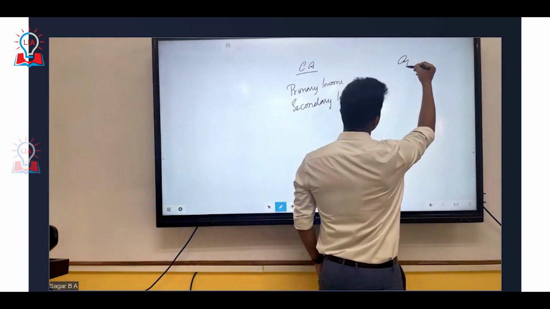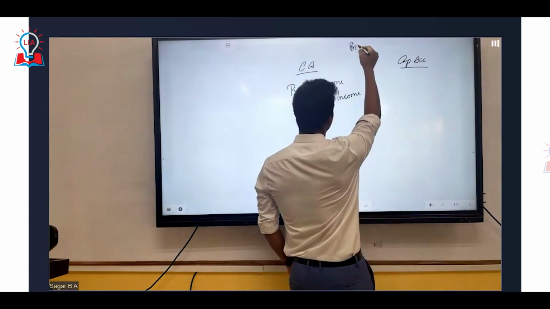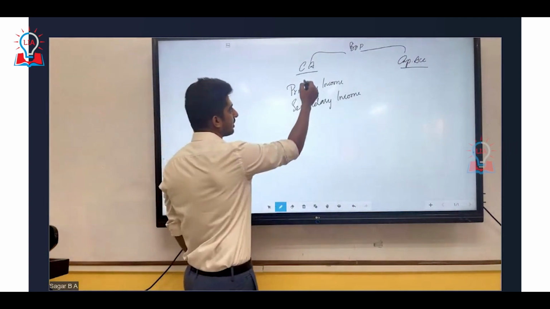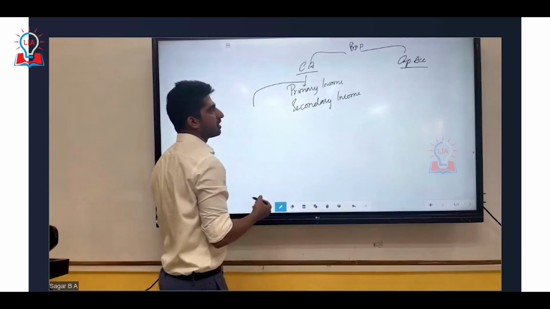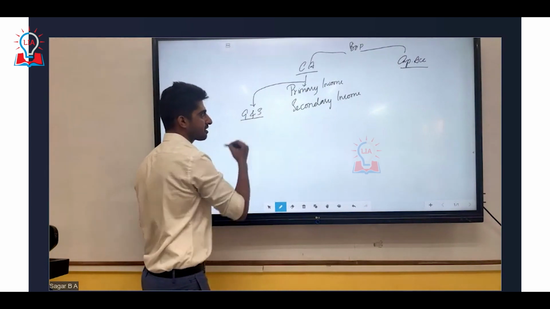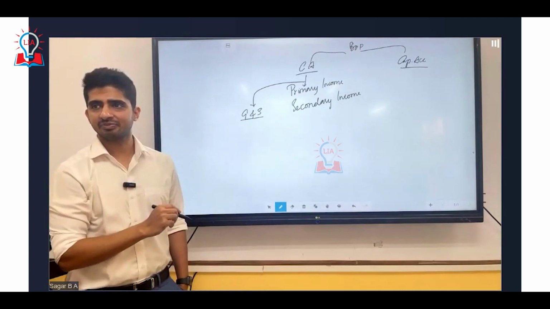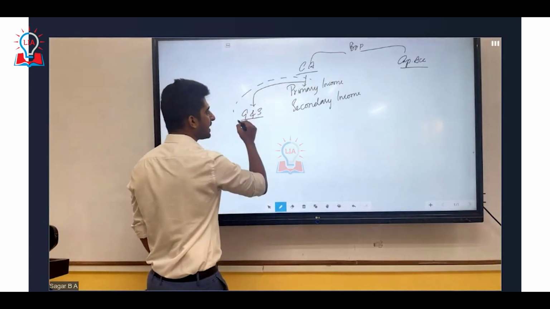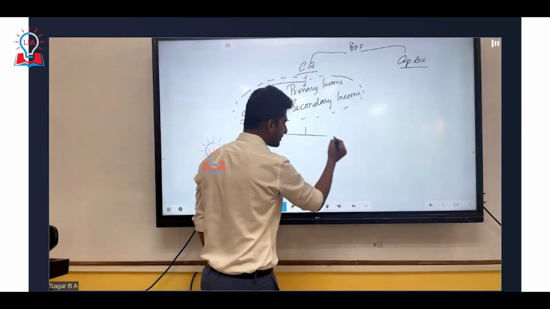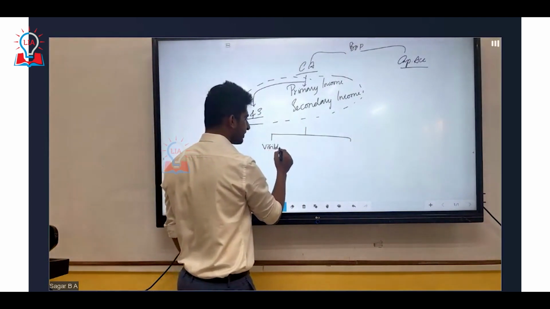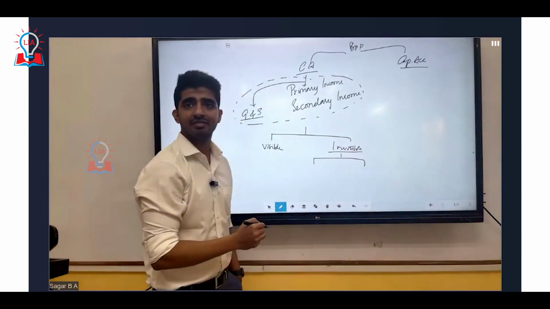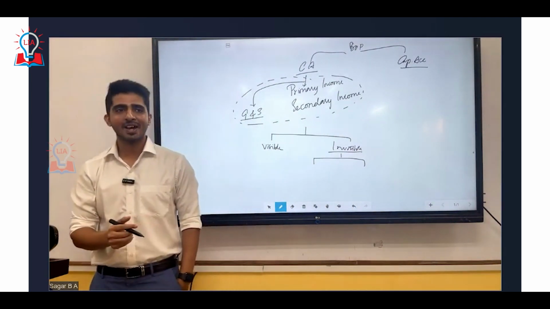And then you have capital account, correct? So this is your BOP account. Current account, capital account. So primary income, secondary income, and then you have goods and services. This is one way of classification of current account. What is the other way of classification of current account? We classify it this way: visible, invisible. In invisible, what are all the things we have?